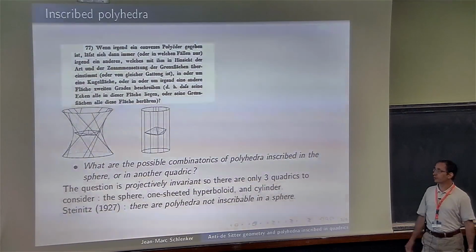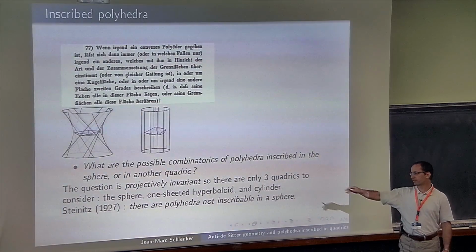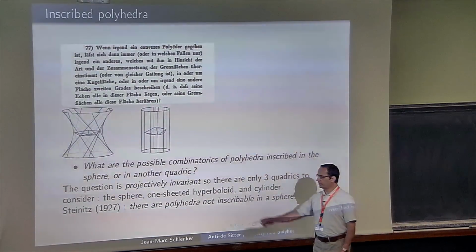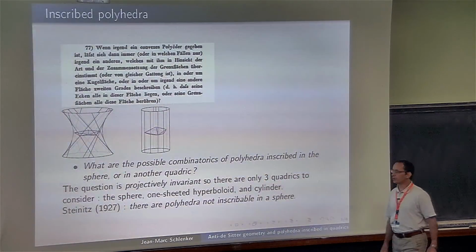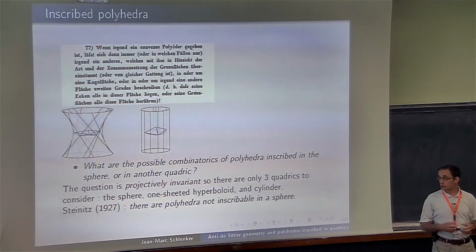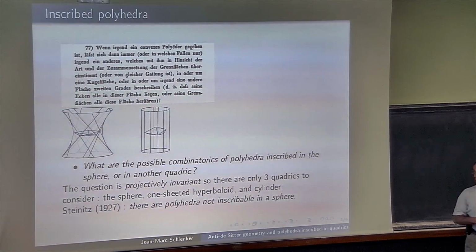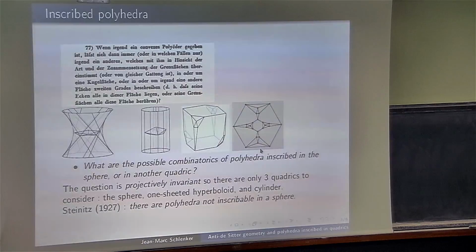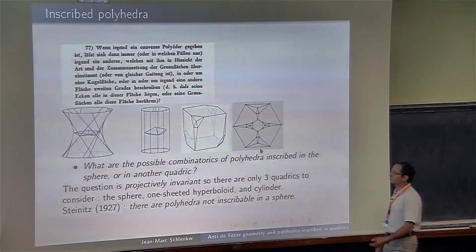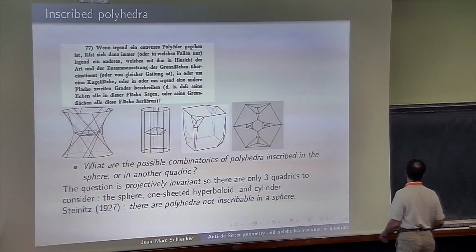Okay, so what do we know on this question? Well, basically, Steinitz worked on it too, and in 1927, he proved the first result, which is that there are some polyhedra which cannot be inscribed in a sphere, right? Before that, it was not even clear, and those are examples. Actually, there are simpler examples. I can draw a simple example for you if you want.